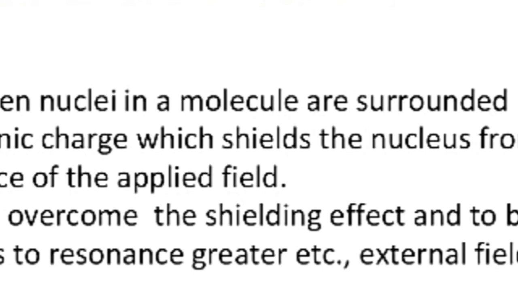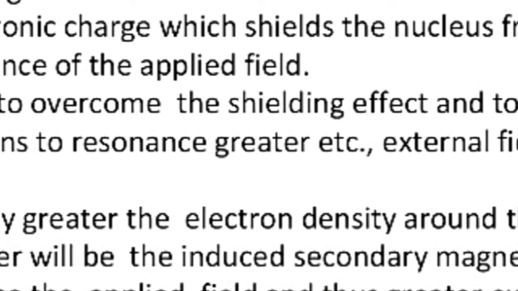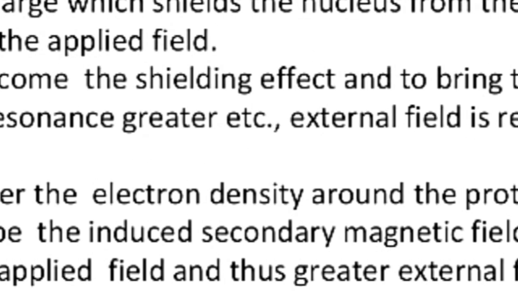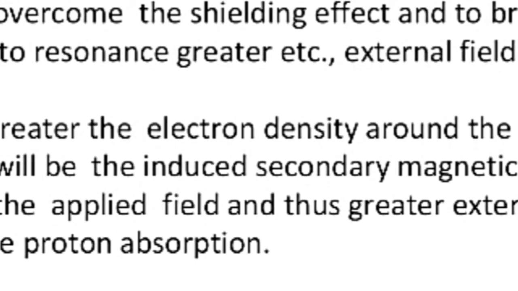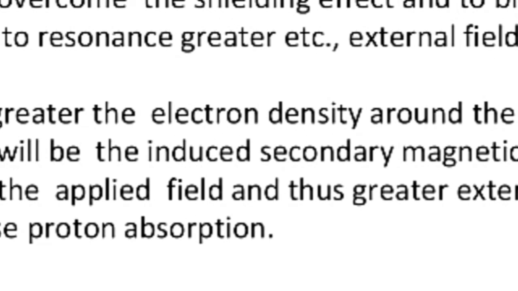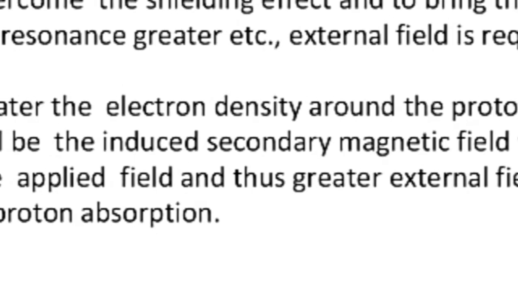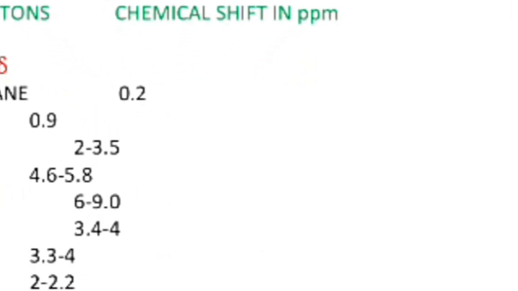Thus, to overcome the shielding effect and bring the protons to resonance, a greater external field is required. Clearly, the greater the electron density around the proton, the greater will be the induced secondary magnetic field, which opposes the applied field, and thus a greater external field will cause proton absorption. So this is the shielding and de-shielding effect.